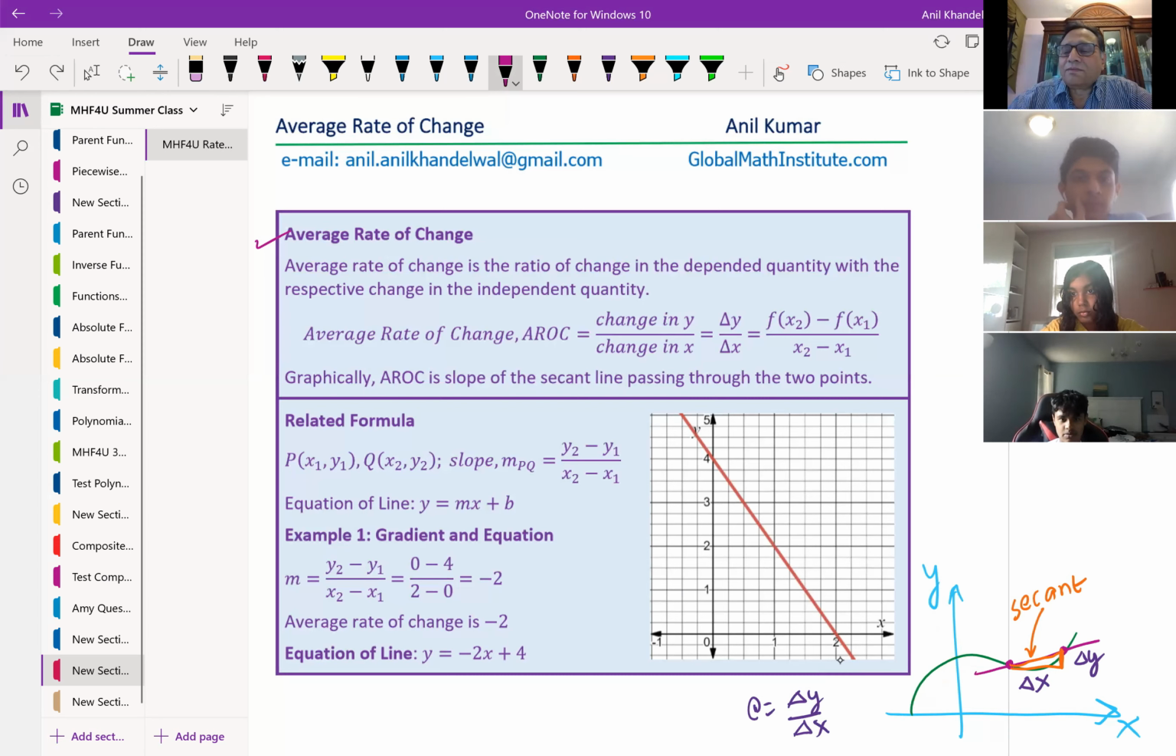Because you have to find 2 points. You have to find the change of, for example, y, right? So you find 2 points in y. But if it's changing at each point, then how are you supposed to find the average rate of change?